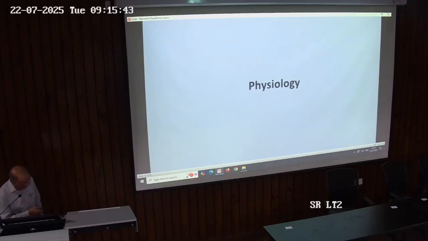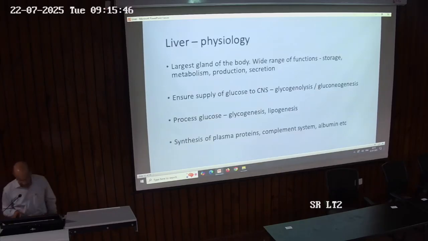Right. So physiology. The liver is the largest gland in the body and has multiple functions ranging from storage, metabolism, production of various factors and secretion.